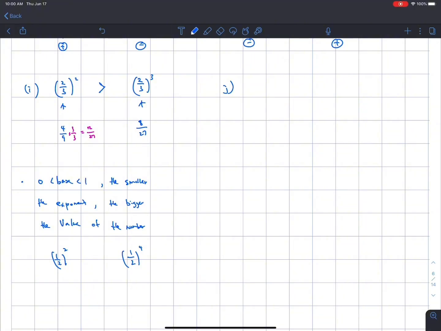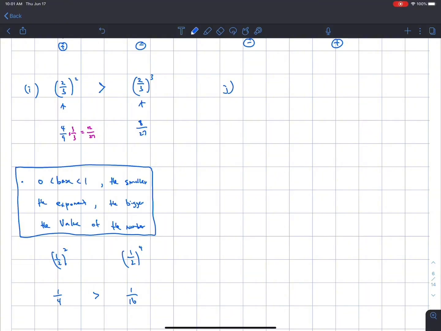So 1/2 squared is just 1 squared is 1, 2 squared is 4. And then 1 to the power 4 is 1, 2 to the power 4 is 16. And you should be able to see that, of course, 1/4 is bigger than 1/16, right? So this is true. So whenever the base is in between 0 and 1, the bigger the exponent, the smaller the value of the number. And the smaller the exponent, the bigger the value of the number.